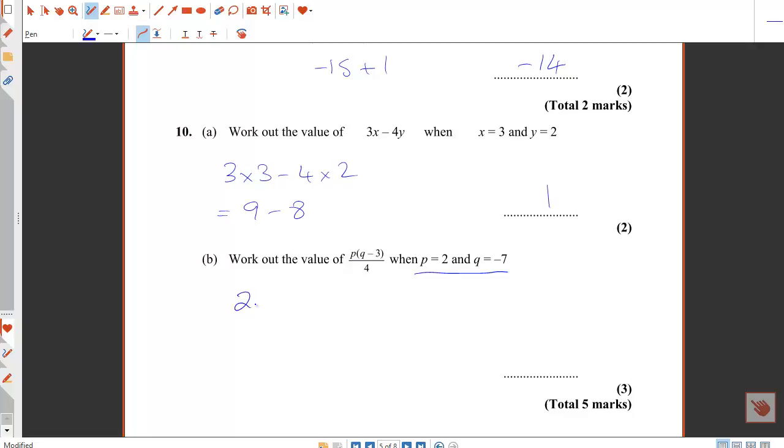So the p is there, q is -7, so we've got -7 take away 3 over 4. Again, you could use the calculator for this and just make it look exactly like it looks written down. But -7 take away 3 moves us 3 further away from 0. So the top is 2 times -10 over 4. So that's -20 divided by 4, giving us -5.